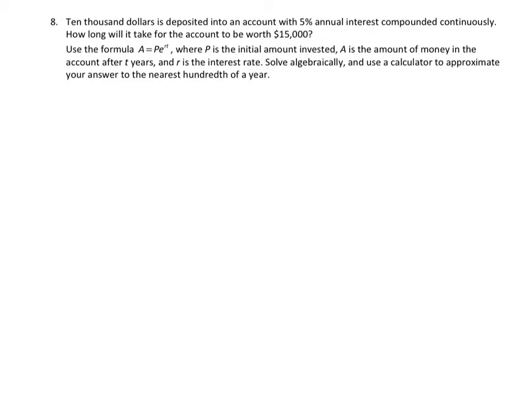So we're using this formula A equals Pe to the rt. P is the initial amount invested. And in this account, it says that $10,000 is deposited. So that would be our P. So P is going to be 10,000. e is just a number. The interest rate is 5%, but remember to always change that to decimal form, so that's going to be 0.05.